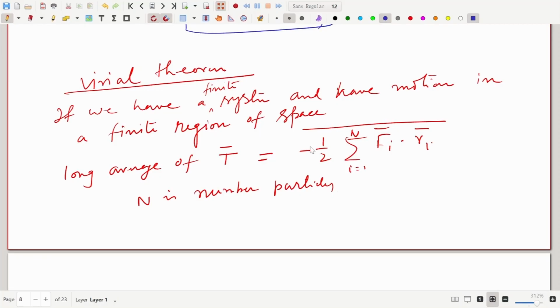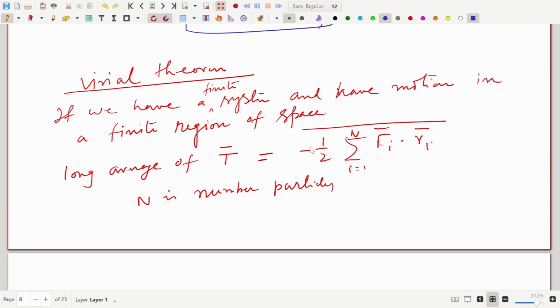First we will prove this theorem, and then we will learn the consequences. The only important thing is that the particles have motion in a finite region of space. Particles will never go to infinity. If you have n particles moving in a finite region of space under the influence of force Fi on the ith particle, then the long time average of the kinetic energy will be equal to minus half times the sum over i equal to 1 to n of Fi dot Ri, long time averaged.